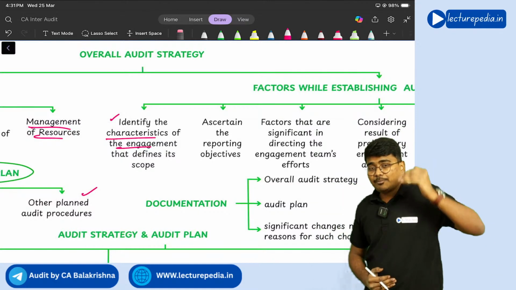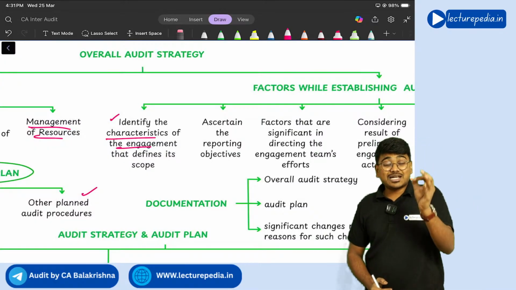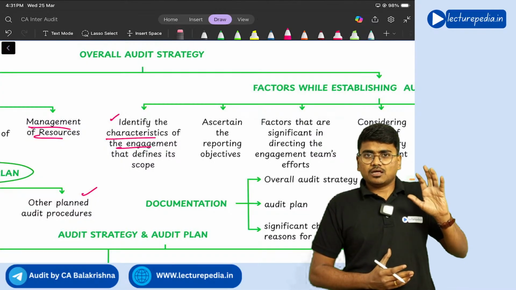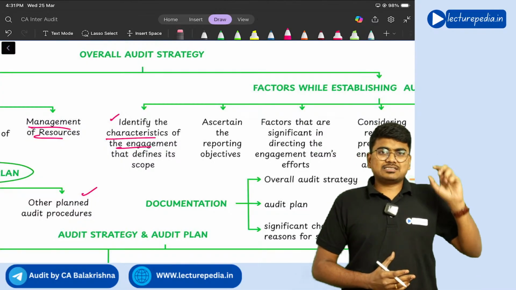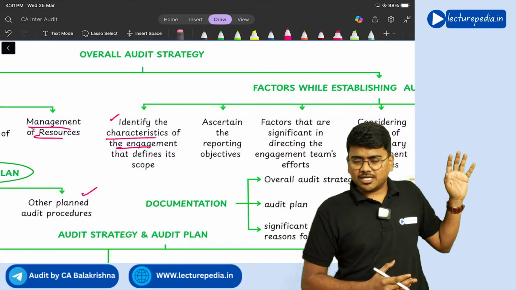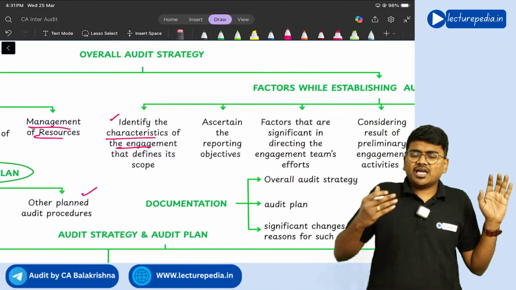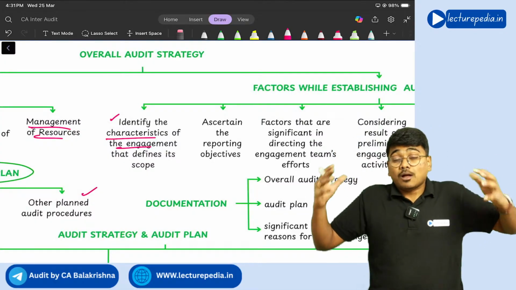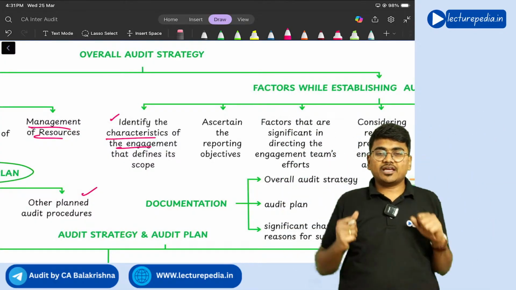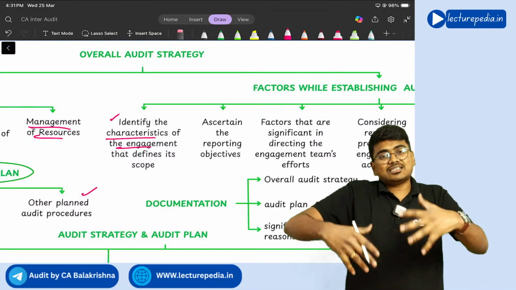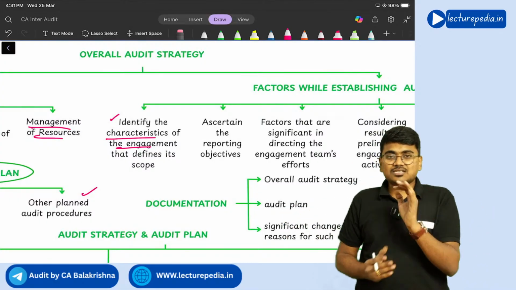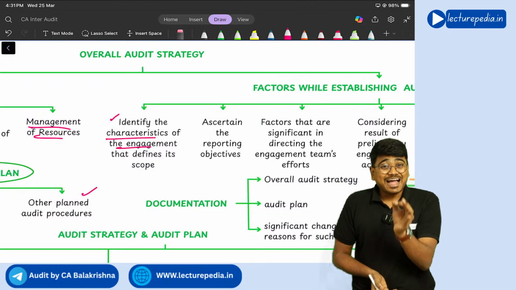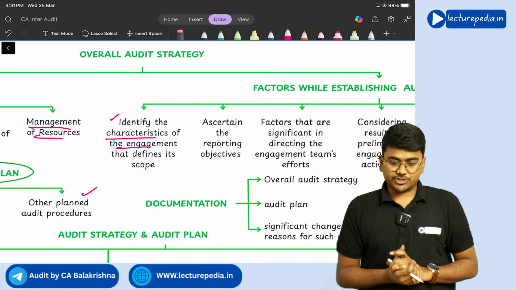So while developing audit strategy, you need to consider characteristics of engagement, because let's say the way you will prepare audit strategy for a banking company will be different from the way in which you will prepare audit strategy for a normal manufacturing company, right? So based on characteristics of the engagement, your audit strategy changes. So first thing that you need to consider in preparing audit strategy is characteristics of the engagement.